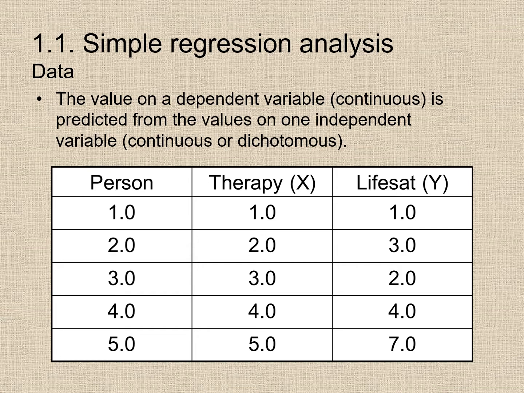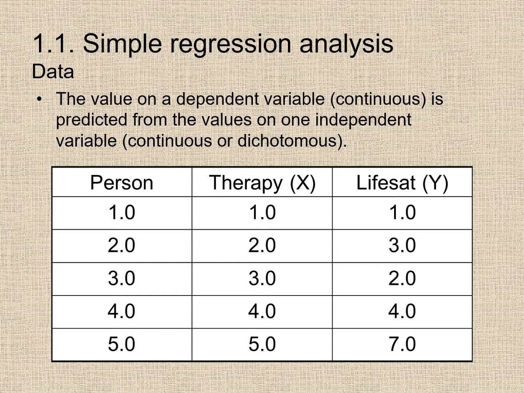The independent variable might also be continuous, because also there we're going to speak about what happens with the values on the dependent variable when the independent variable increases. So we can't have a nominal scale variable as an independent variable in regression analysis, with one exception. Dichotomous variables can be used as independent variables in regression analysis.